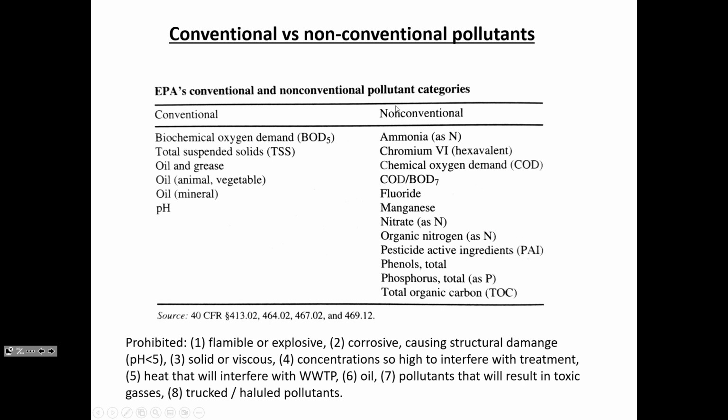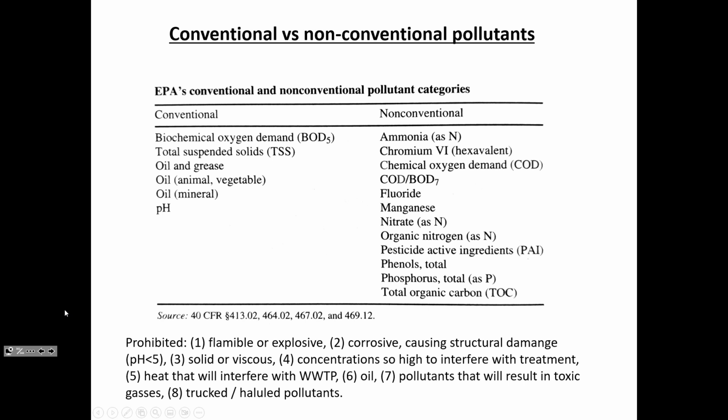But then non-conventional treatment, these are all pollutants that can't be easily removed from the typical primary and secondary treatment. And so non-conventional pollutants, when they exist in an industrial wastewater, have to be either removed at the point of generation, or the municipal facility has to be prepared with specialized removal to ensure that these don't get into the environment. And the EPA goes even further and prohibits certain types of wastewater from entering the collection network altogether.